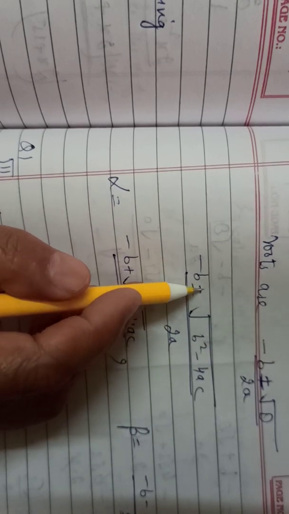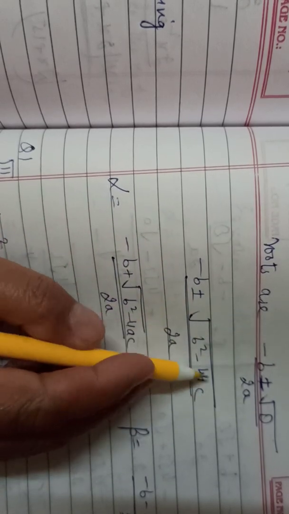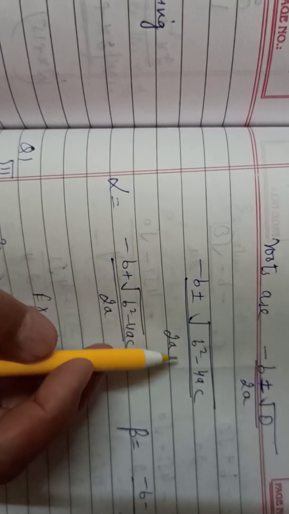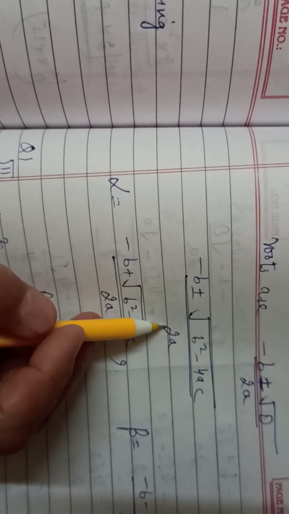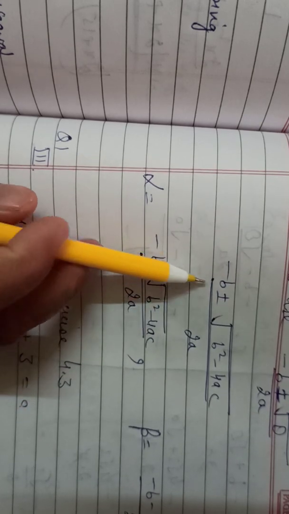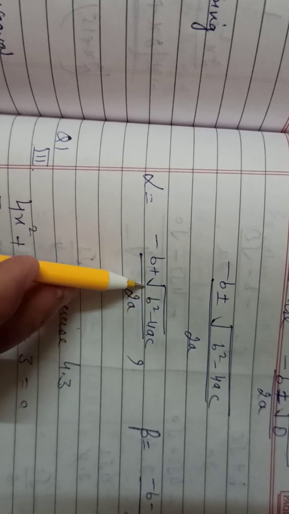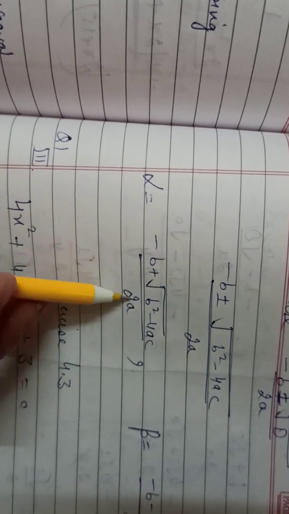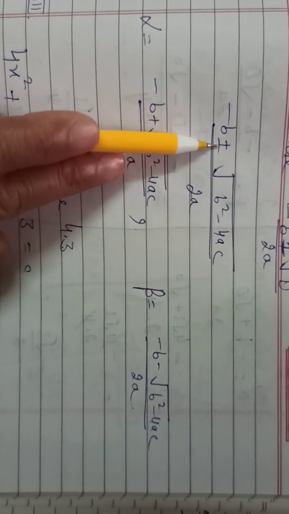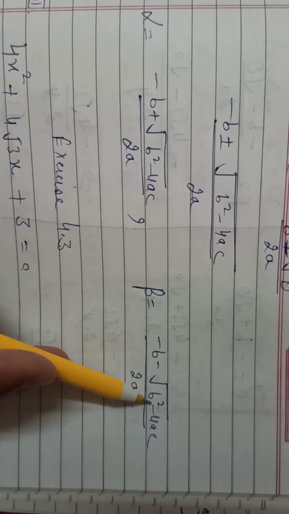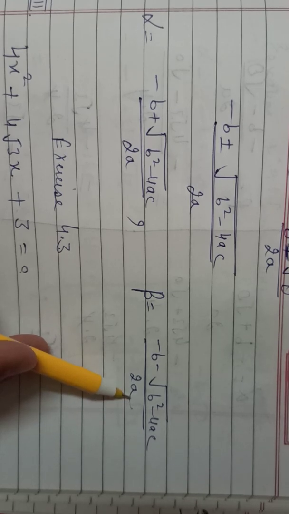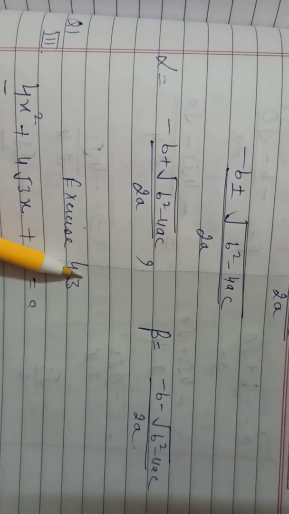Minus b plus minus root, what was d? D was b square minus 4ac, upon 2a. So in that case alpha will be with plus sign, minus b plus root b square minus 4ac upon 2a, and beta will be minus b, here minus root d means minus root b square minus 4ac upon 2a. Clear, children?